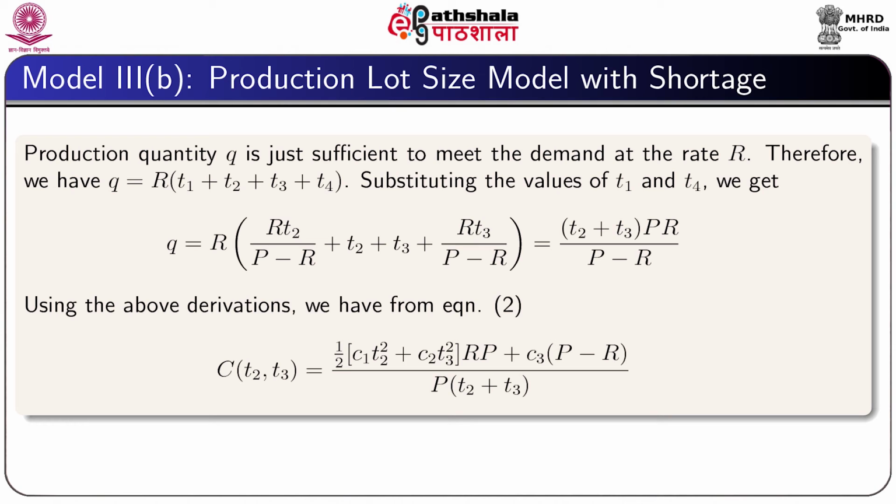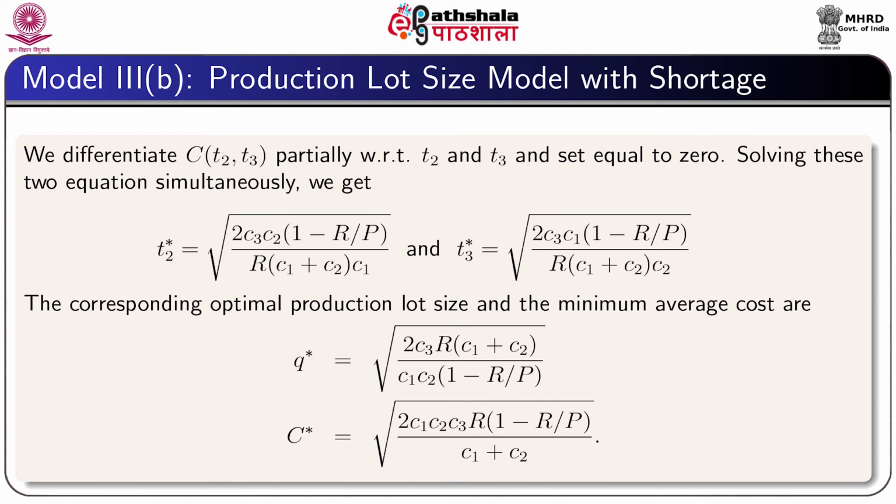Now, substituting the values of T1 and T4, we get Q equal to (T2 plus T3) whole into PR divided by (P minus R). Using these results, we have from equation 3, C(T2, T3) equal to half into [(C1 T2 square plus C2 T3 square) whole into Rp plus C3 into (P minus R)] divided by [P into (T2 plus T3)].